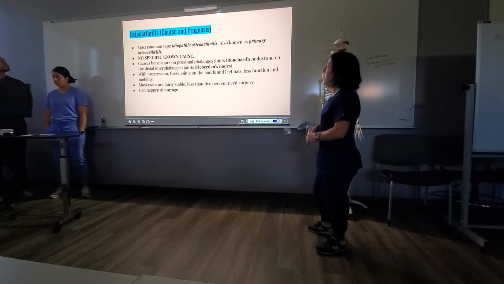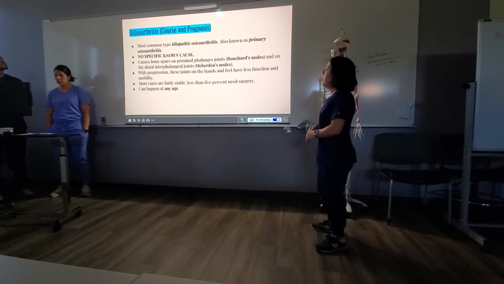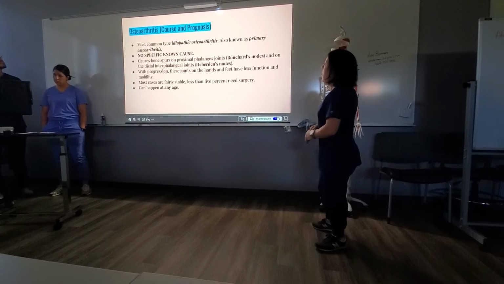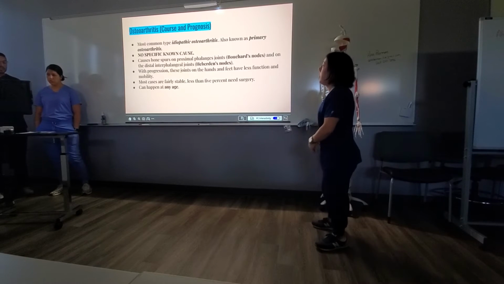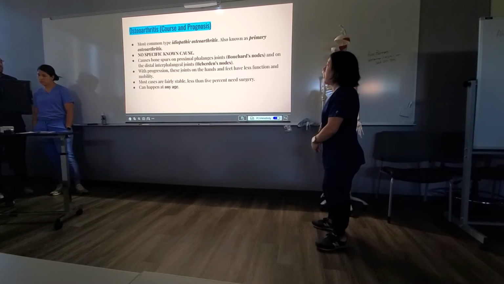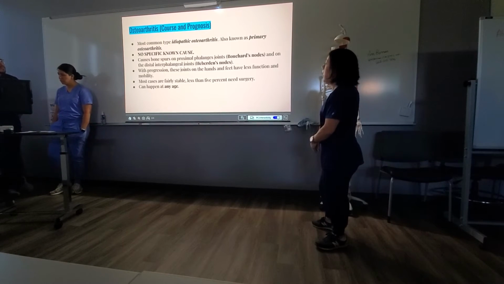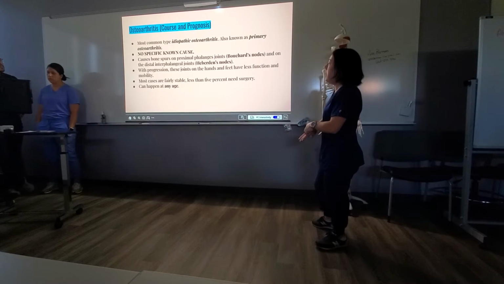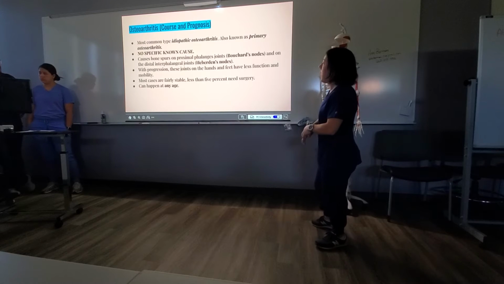Okay, now we're on osteoarthritis. The most common type is idiopathic arthritis, also known as primary osteoarthritis. No specific known cause. This can cause bone spurs on the proximal interphalangeal joints, Bouchard's nodes, and on the DIP, we have the Heberden's nodes.